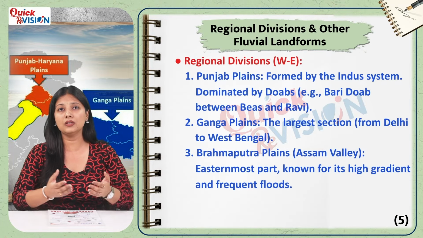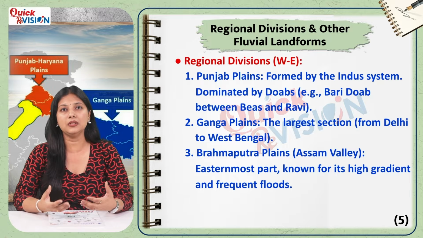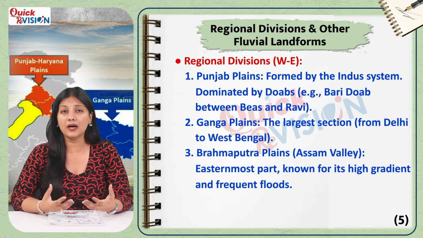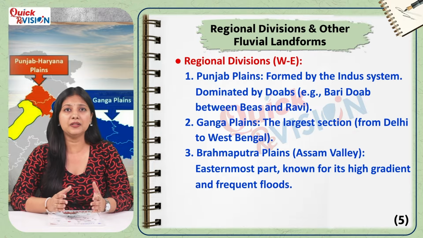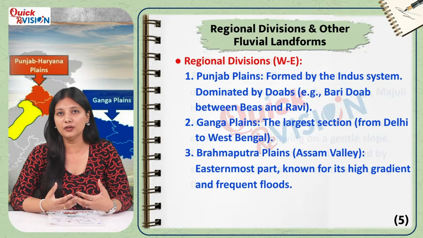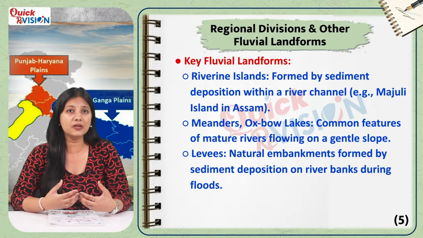While these are the north-south divisions, the plains are also divided regionally from west to east. In the west lie the Punjab plains, formed by the Indus and its tributaries, famous for their doabs, fertile tracts between two rivers. The Ganga plain forms the vast central part and is the most extensive section. And in the far east lies the Brahmaputra plain, characterized by heavy rainfall, frequent floods, and large riverine islands like Majuli, one of the world's largest inhabited river islands.